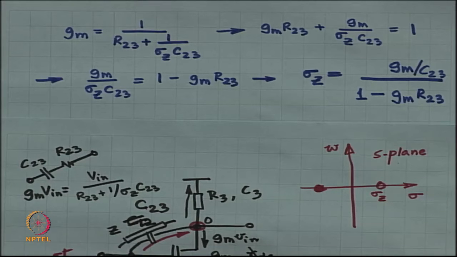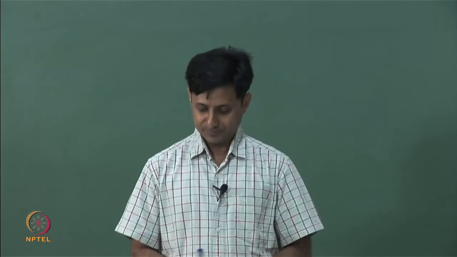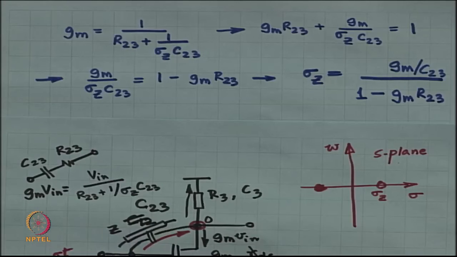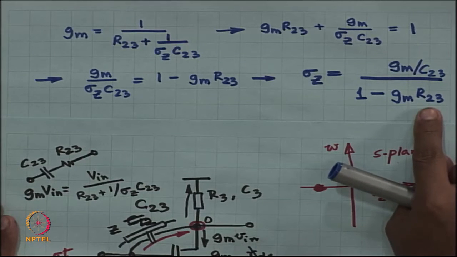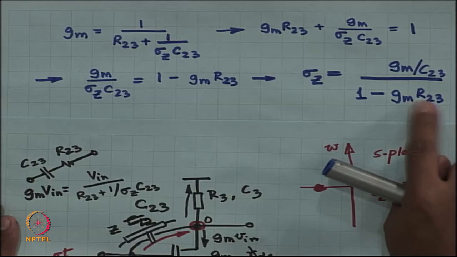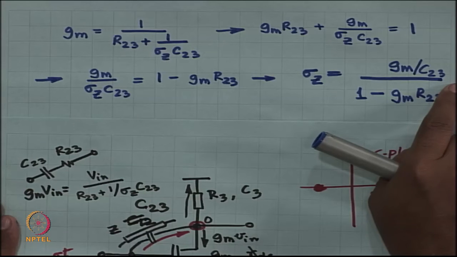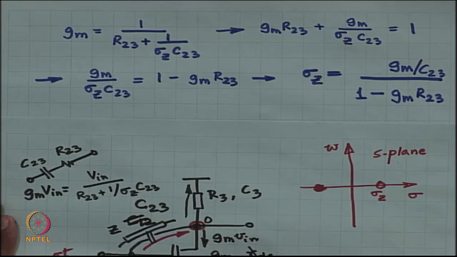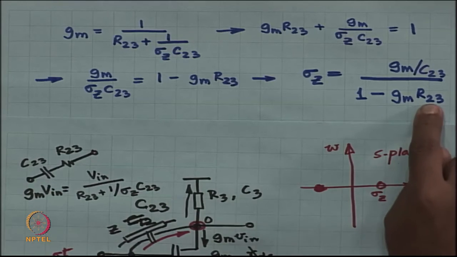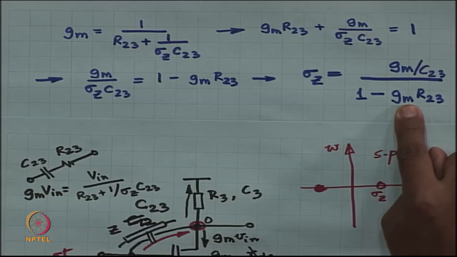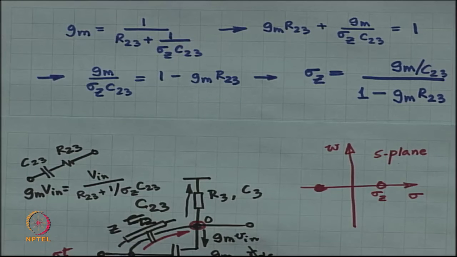Okay. So, I have just simplified it. If and whenever you do such a thing, you have to do a sanity check. If R23 happens to be 0, the way I have written it, you automatically see that the answer is the old answer, GM by C23. But this also gives you a new result: if R23 happens to be equal to 1 by GM, then what happens? Sigma Z is infinite, right.